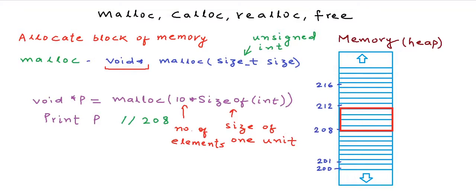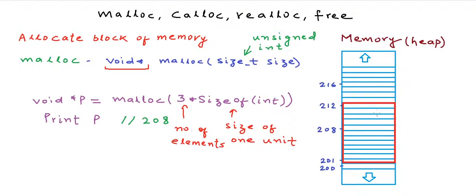Let's say we want to have space for 3 integers. I have picked 3 so that I have enough space to allocate memory in the figure that I'm showing here. Let's say this block of 12 bytes is allocated because the size of an integer is 4 bytes typically. So this starting address would be 201.